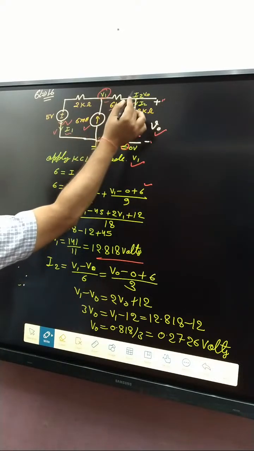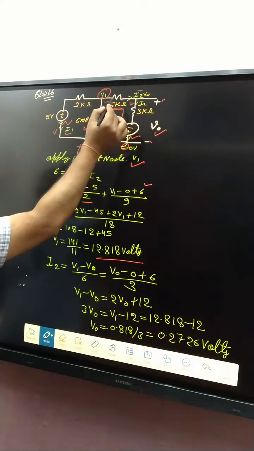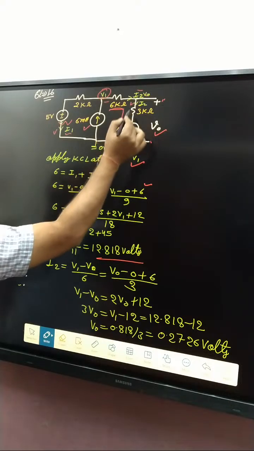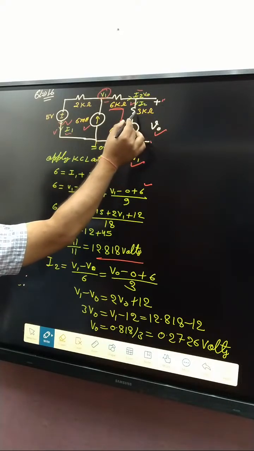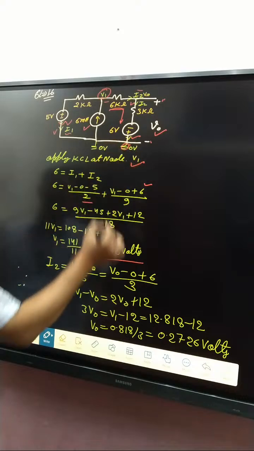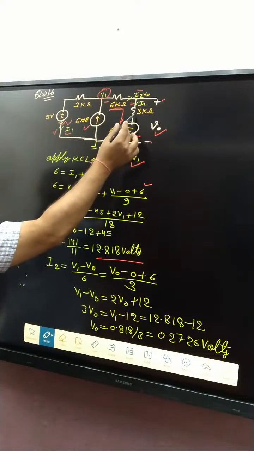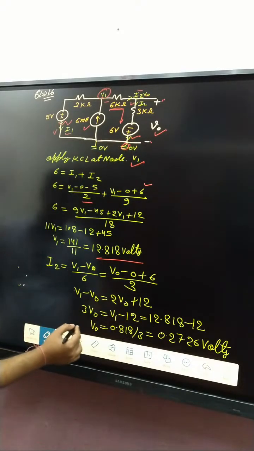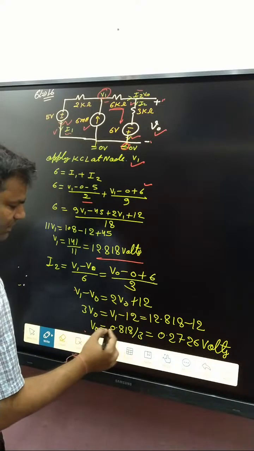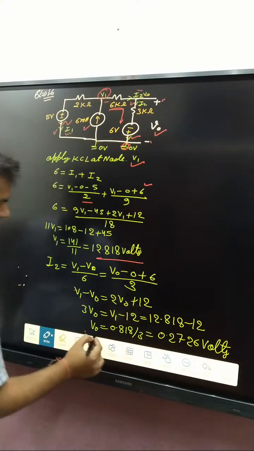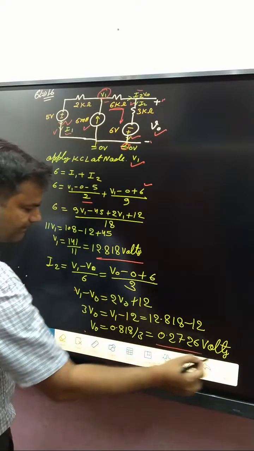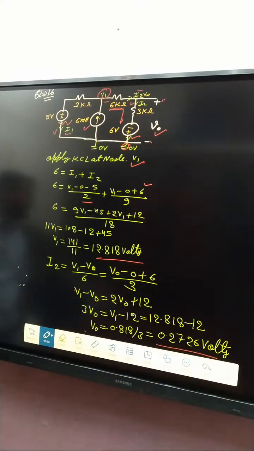I2 is V1 minus V naught divided by 6, and also I2 is V naught minus 0 divided by 3, with current leaving from the positive sign, so plus 6 divided by 3. After solving, we got V naught, and that one is the final answer.